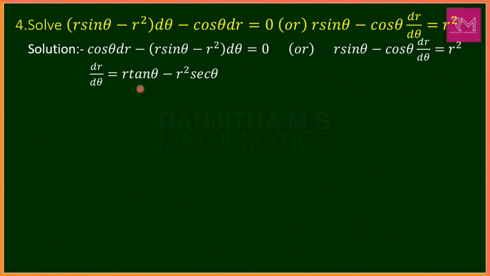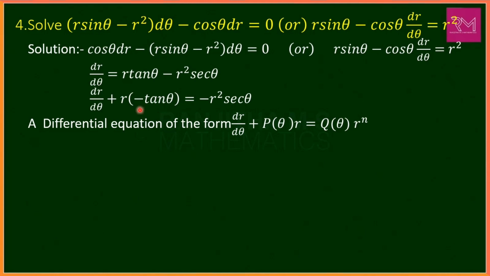So in the next step, take this value to the left hand side. We get dr by d theta plus r into, if we take it to the left hand side, that becomes minus tan theta, which is equal to minus r square secant theta. Now clearly we can observe that this is a differential equation of the form dr by d theta plus p of theta into r, which is equal to q of theta into r power n. So this is a Bernoulli's form of equation in r and theta.